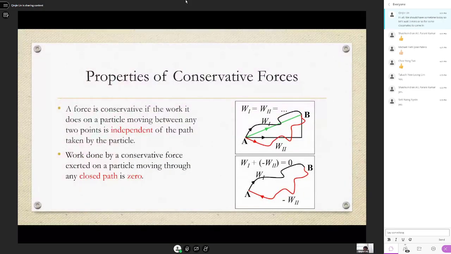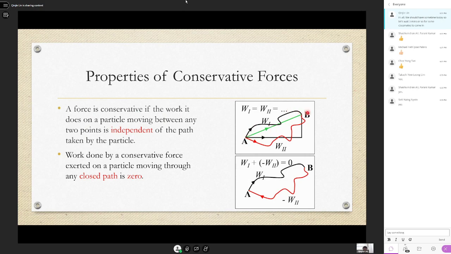Some properties of conservative forces. A force is conservative if the work it does on a particle moving between any two points is independent of the path taken by the particle. It's illustrated here on the right. If you are at point A and you move to point B, whether you take W1, or W2, another path, or as many paths as possible, they will all be the same. It's independent of the path. It only depends on the start and the end point.